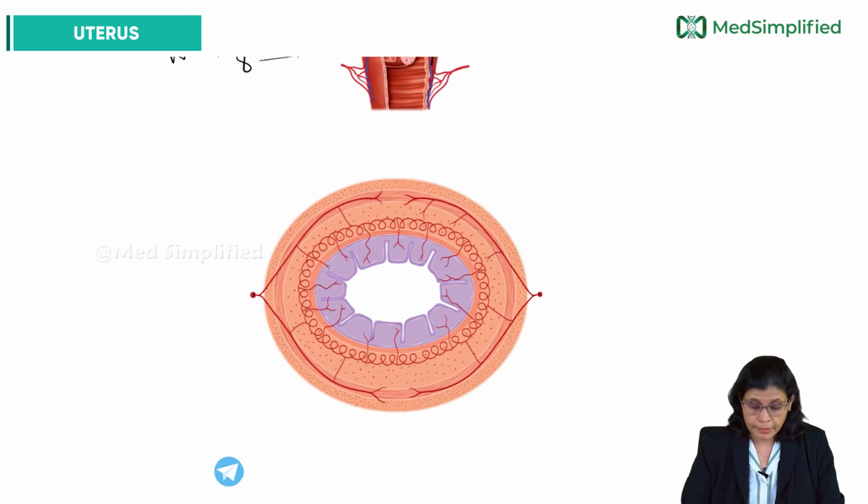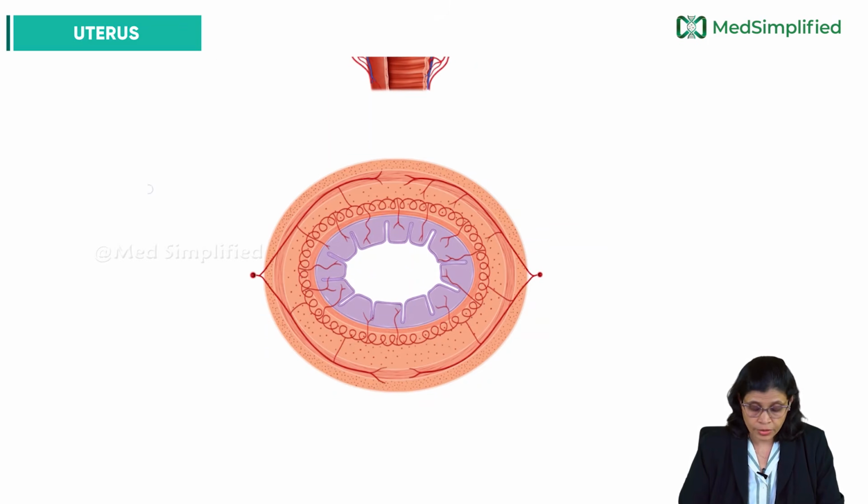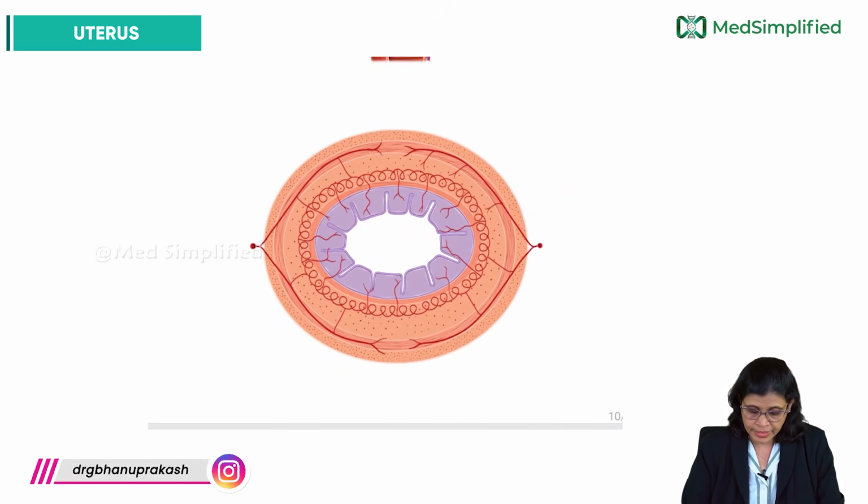The cervical branches will form a circular anastomosis around the isthmus. The isthmus is nothing but the internal os. So the cervical branches will form a circular anastomosis there. Then along the side of the body of the uterus, it will give what we call the arcuate arteries. Here we are seeing along the side of the body. This is basically a transverse section of the uterus.